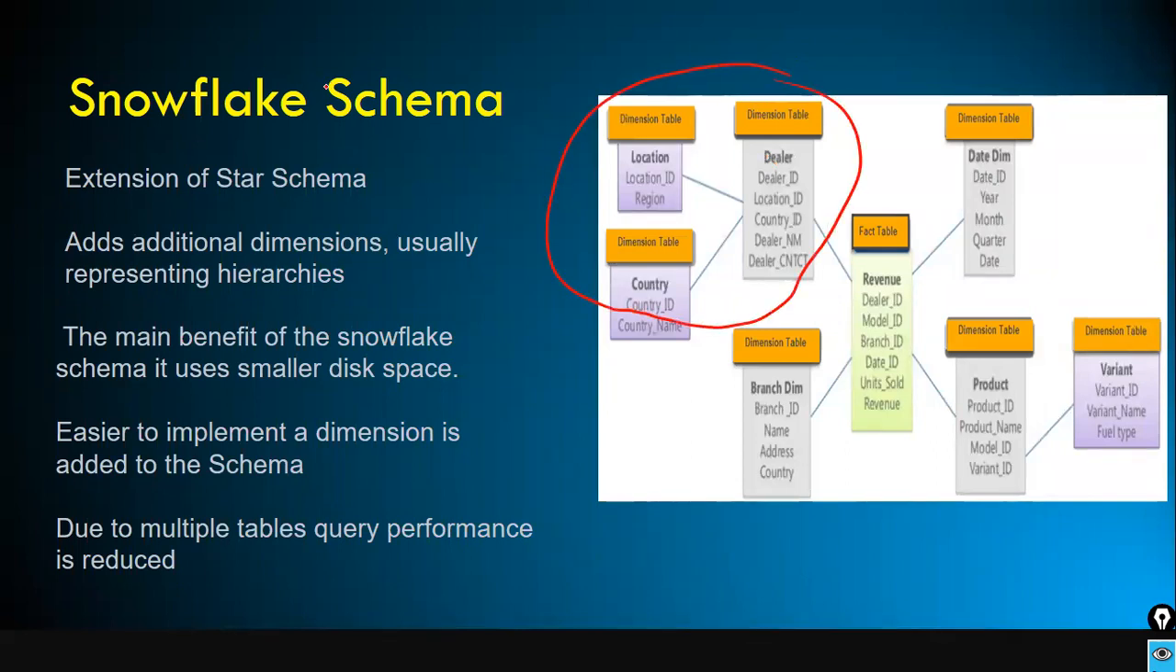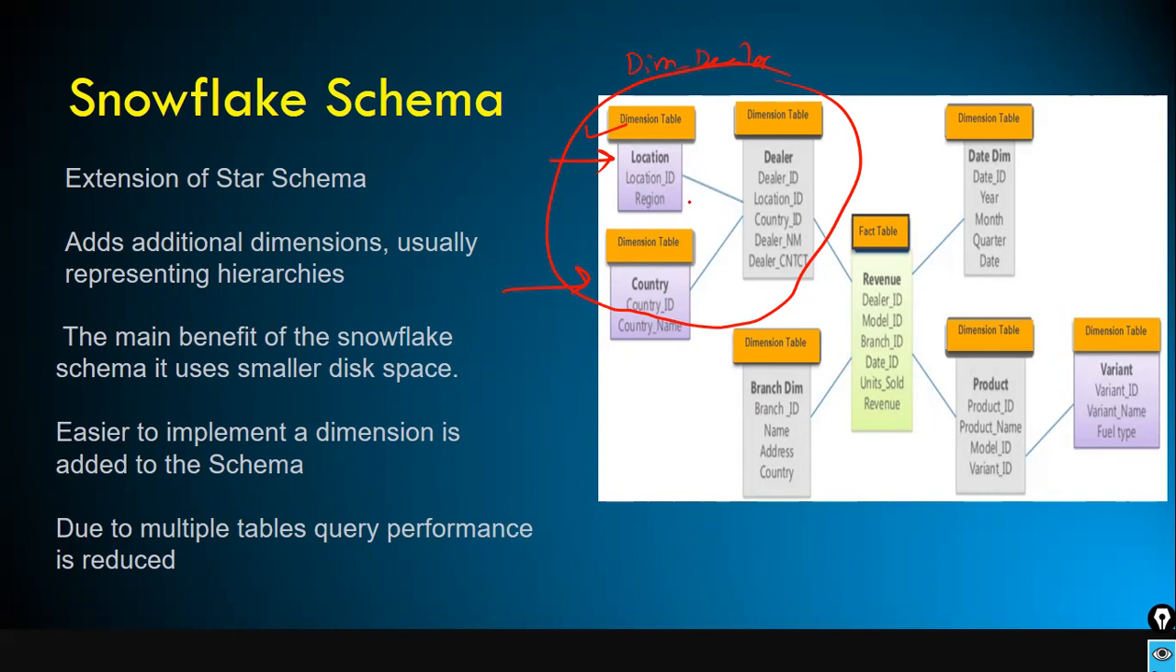In the previous case, the star schema, all the dimension tables were directly connected to the fact table. But in this case, if you see this dimension table and this dimension table, these two dimension tables are not directly connected to your fact table. Instead, these two dimension tables in turn connect with another dimension table. In this case, we have something called a dealer dimension.